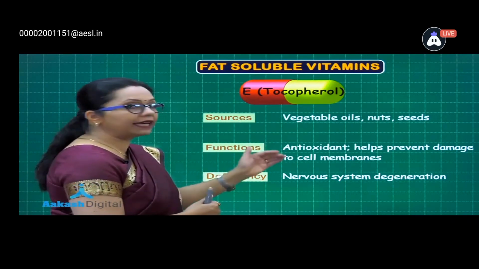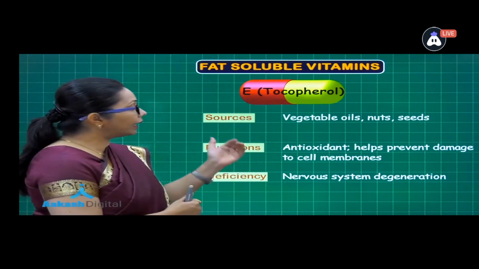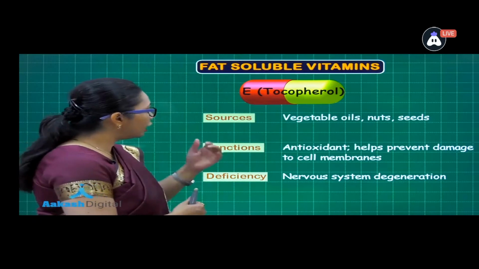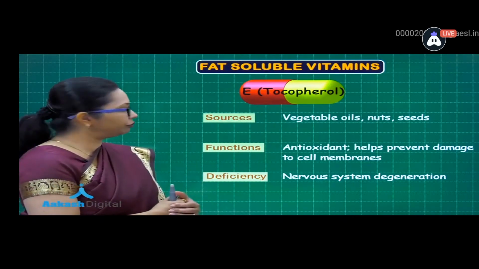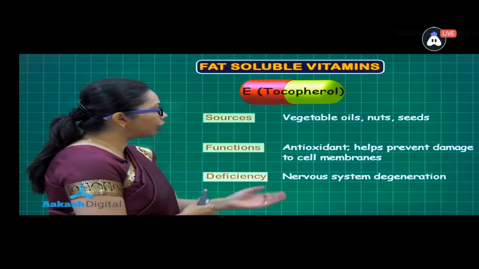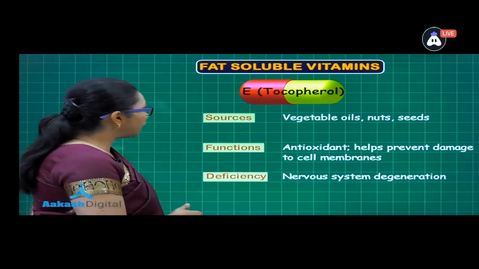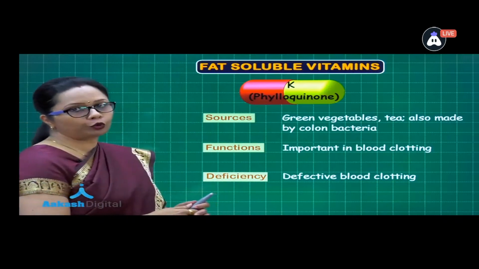So it makes the cell membrane stable, and that can happen with the RBCs also. Even hemolysis of RBCs can occur if there is deficiency of vitamin E, and otherwise it can also lead to nervous system degeneration. And the last one, that is vitamin K or phylloquinone.